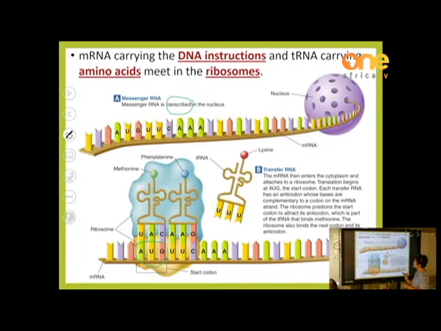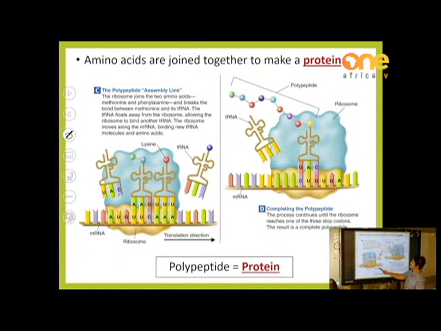Translation begins at AUG, which is a start codon. Each transfer RNA, tRNA, has an anticodon whose bases are complementary to a codon on the mRNA strand. The ribosome positions the start codon to attract its anticodon, which is part of the tRNA, which binds methionine. The ribosome also binds to the next codon and its anticodon. And then I have an assembly line of amino acids joined by a peptide bond to form a polypeptide.